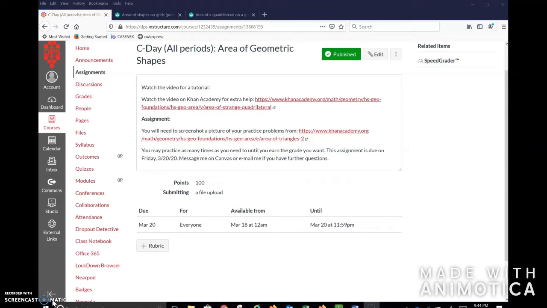I wanted to create a short tutorial to walk you through some of the assignments you will be seeing in Khan Academy and also how we can use a Word document to ink over our work. I'm going to focus on this first assignment that I assigned for C-Day on area of geometric shapes, and this one is assigned for March the 18th.